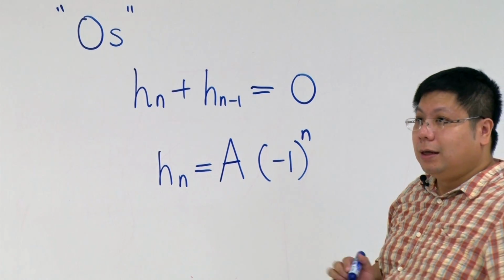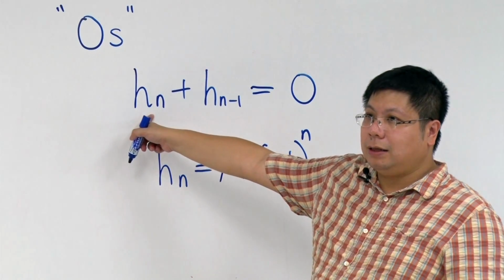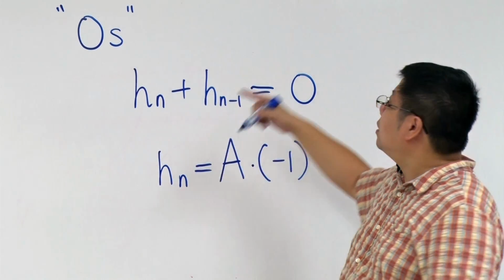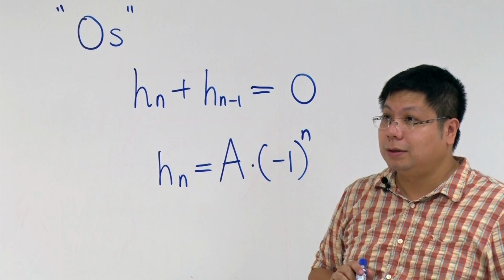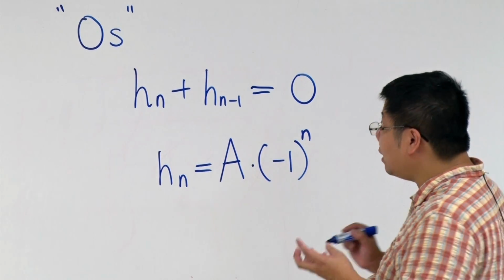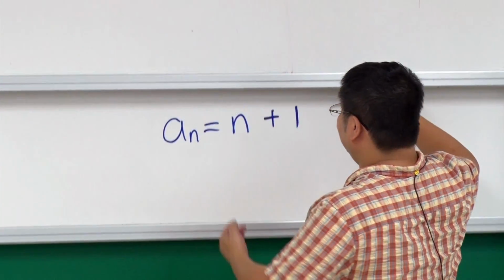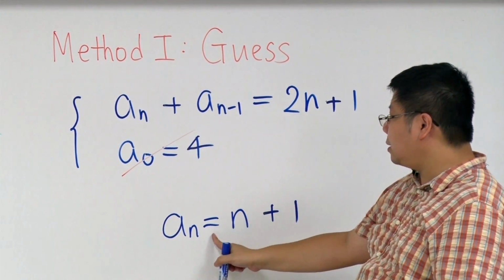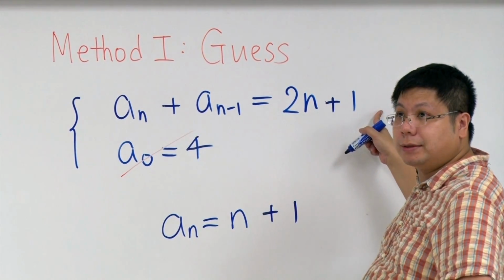Is that okay? So if I plug in a times minus 1 to the power n here, and then a times minus 1 to the power n minus 1 here, you get 0. Okay? You get 0. Is that okay? Then let's come back to this a_n. a_n equal to n plus 1 works perfectly for this recurrence.